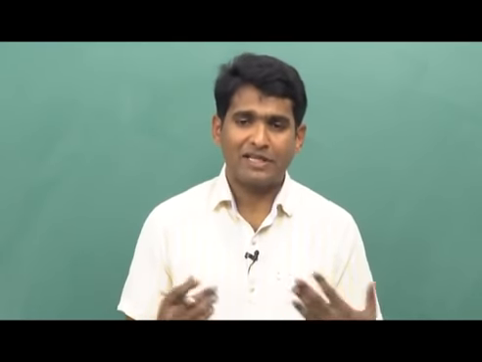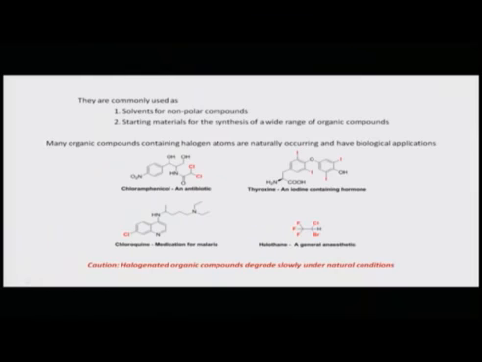Or just to say that halogen containing organic compounds and so on. So I have a few examples listed here. You would find that these are also some of the examples in your book, mentioned as organic compounds that contain halogen atoms. First of them here is chloramphenicol.